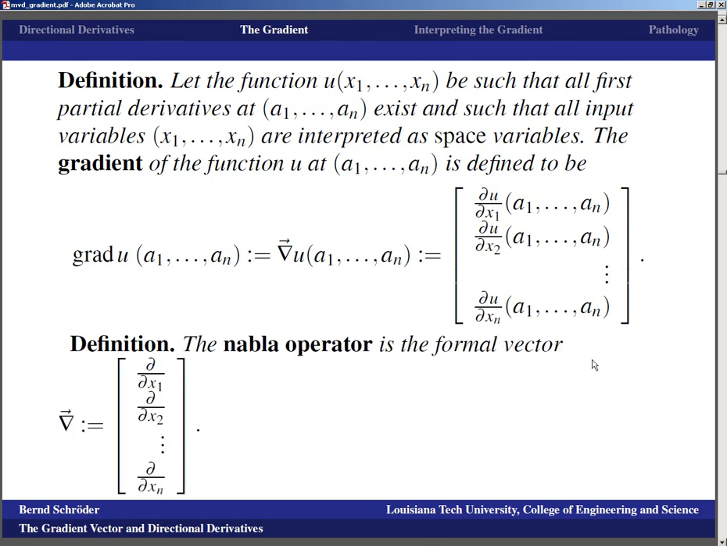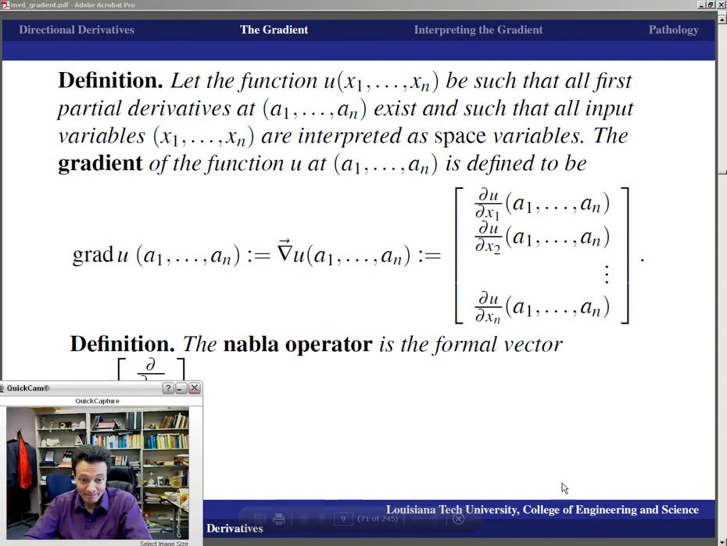And a corresponding definition is the nabla operator, the formal vector nabla being partial with respect to x1, partial with respect to x2, all the way to partial with respect to xn. And that basically tells us, okay, this is the notation here. If you know this operator, then the gradient is just this operator multiplied with the function u in the way that scalars are multiplied with vectors. Okay, so you know me, I don't like to memorize things. The nabla operator and the gradient, memorize them.